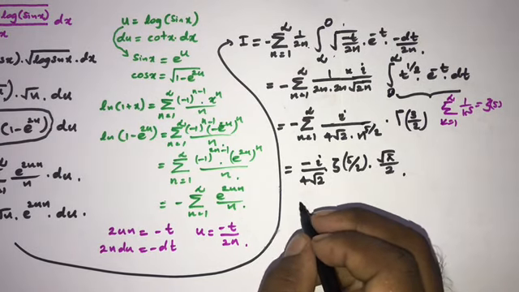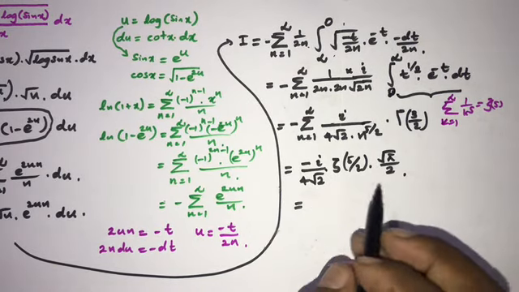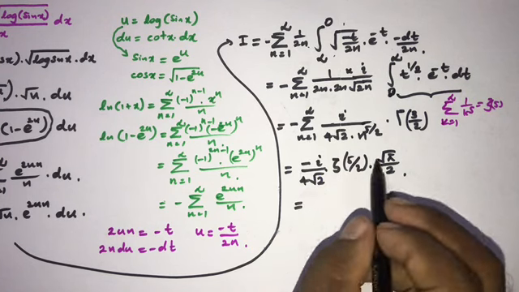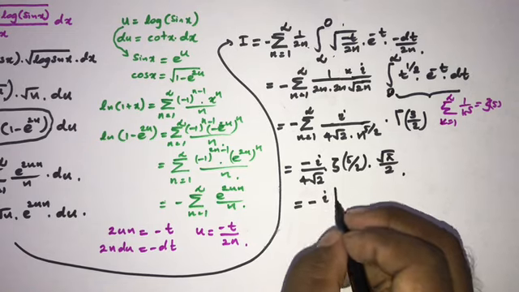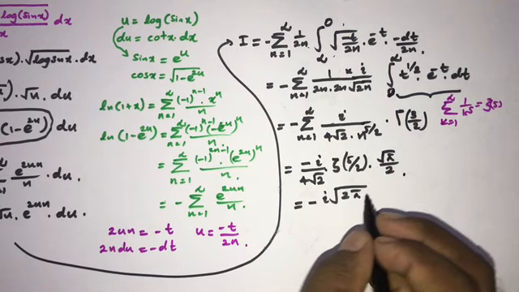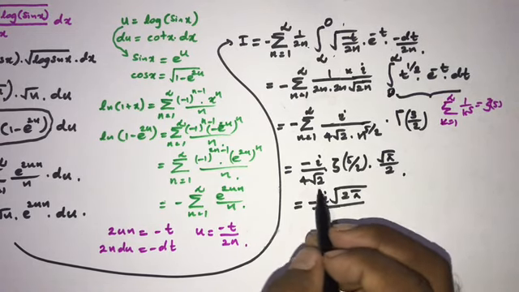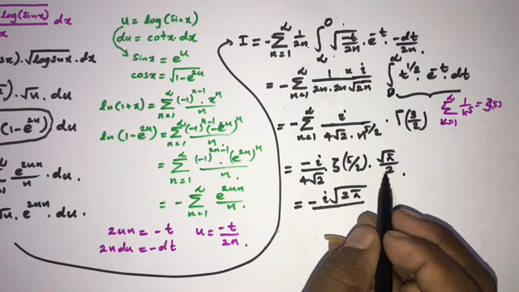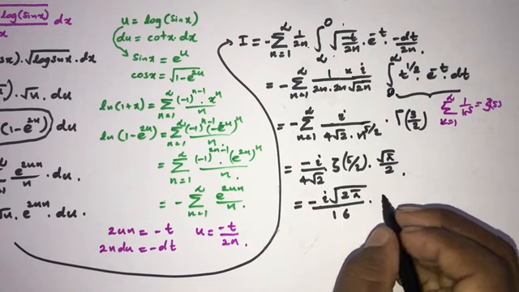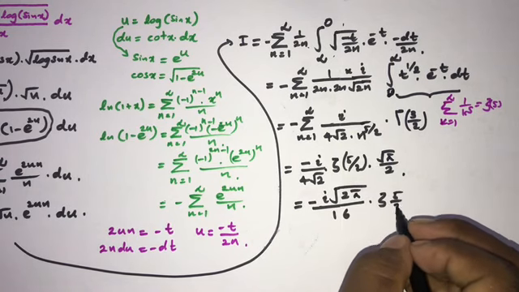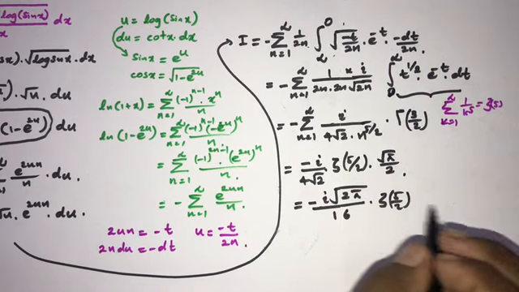Okay, now we can multiply by square root of 2, so we will have minus i square root of 2 times pi over, now 4 times 2 is 8, 8 times 2 is 16, times zeta of 5 over 2. Okay, this is the answer.